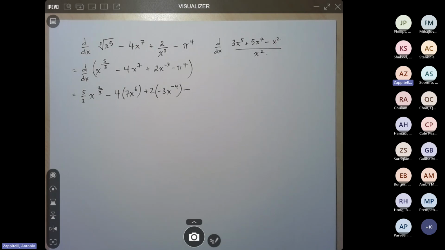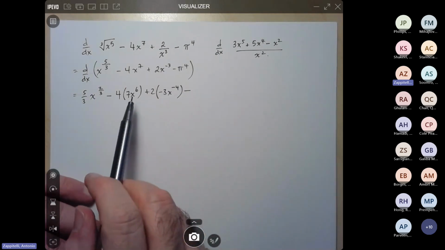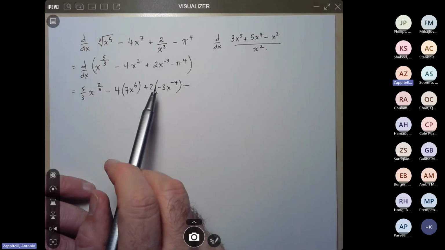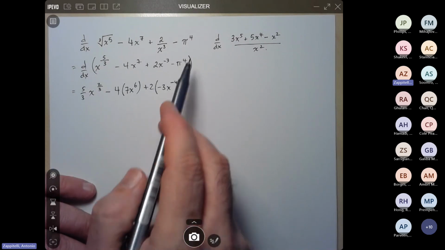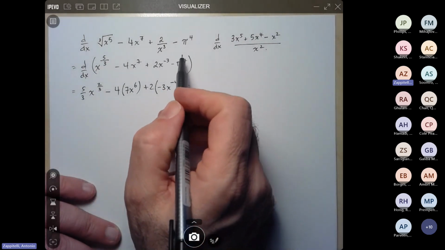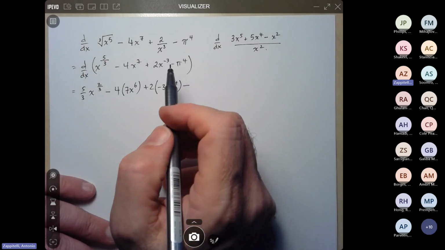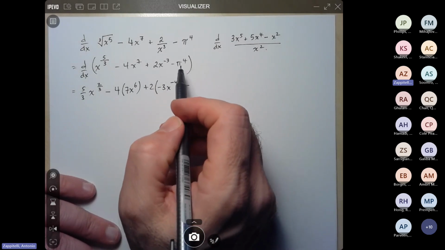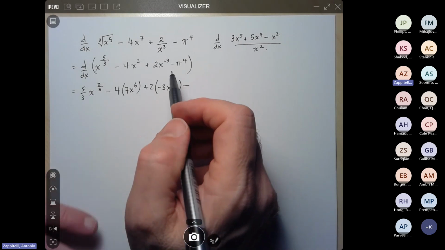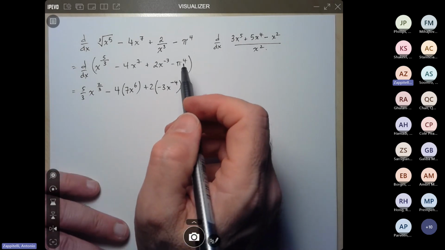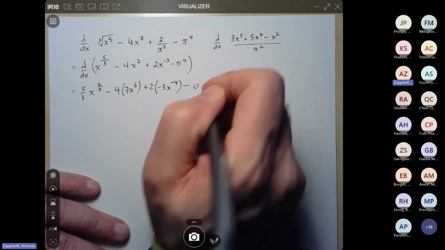Okay. And this is where you want to be careful. I put this on every test that I give. And at least a third of the people write 4 pi cubed. But of course, pi to the 4 is just a constant, because pi is a number, and if I take it to the power 4, that doesn't make it a function. It's just another number. So this is just 0.